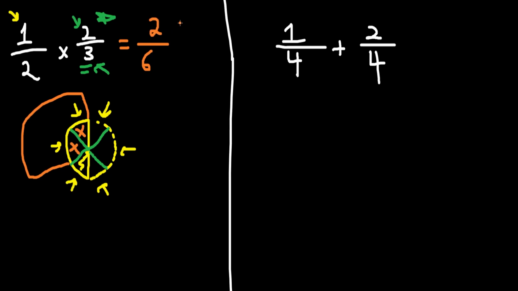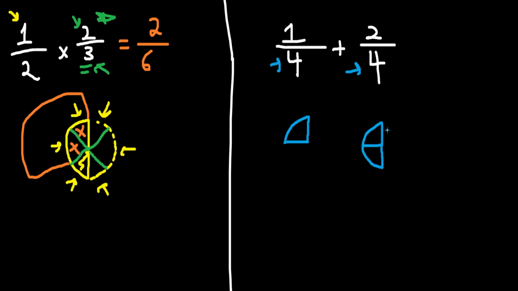So we have 2/6. So the sizes of these pieces have fundamentally changed. That's what happens when you multiply by a fraction. Meanwhile, over here on the right, we have fourths and fourths. So all these pieces are going to be the same size. So over here, I've got 1/4. And then over here, I have 2/4, which you could say is a 1/2.